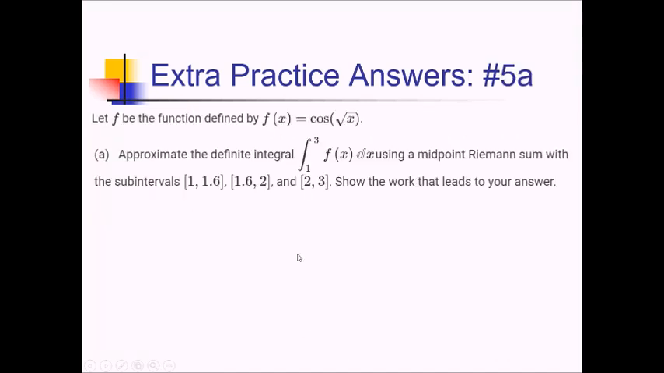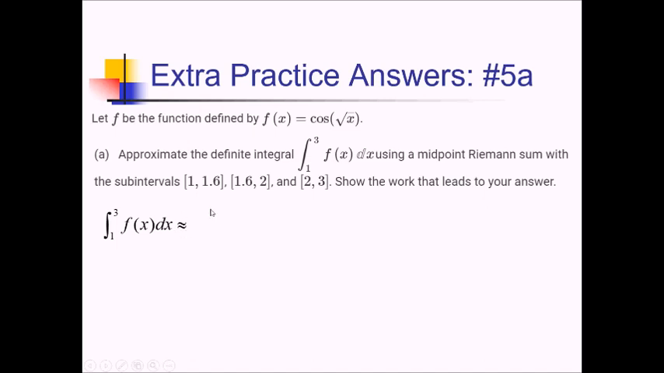On this calculator-based problem, we're given the function f of x equals cosine of radical x, and our first task is to approximate the integral from 1 to 3 of f of x using MRAM with these subintervals. So first off, I'm going to say integral from 1 to 3 of f of x is approximately equal to. If I don't write approximately equals here, then I'm going to lose a point right off the bat on this free response question, because I really need to show that this is an approximation. It is not the true value.